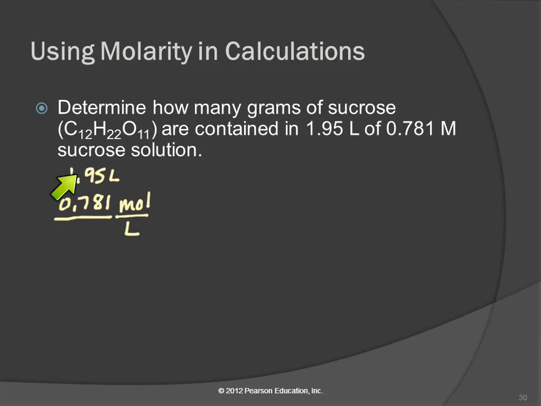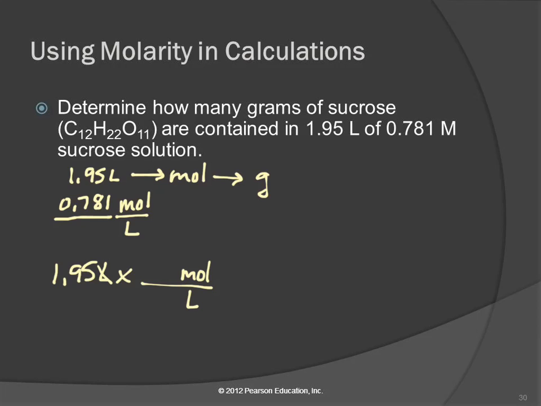Here's our volume of solution, and they're asking for a mass of sucrose. So our path is going to be liters of solution to moles and then to grams. 1.95 liters. And then I want to multiply by moles and divide by liters. And then I want to multiply by grams and divide by moles. Dimensional analysis strikes again.